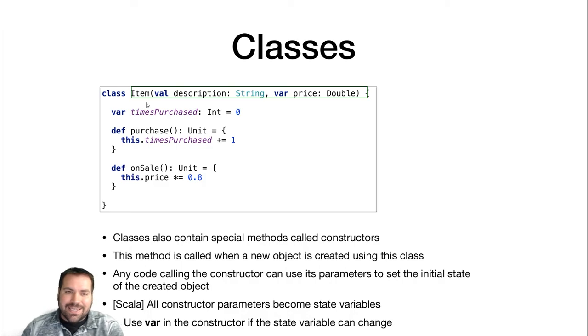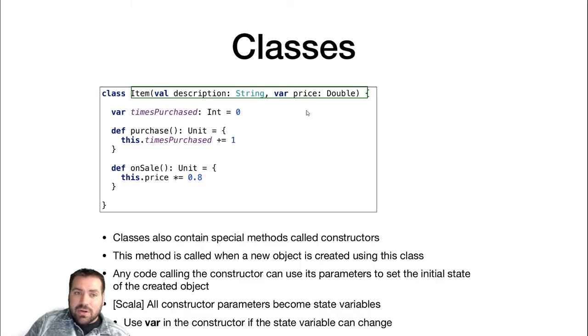So whenever the initial state can be different between objects of this type, we're going to define those state variables in its constructor. And then whenever you create an object of this type, you can supply the constructor arguments at the time of construction to be able to set those at different values.